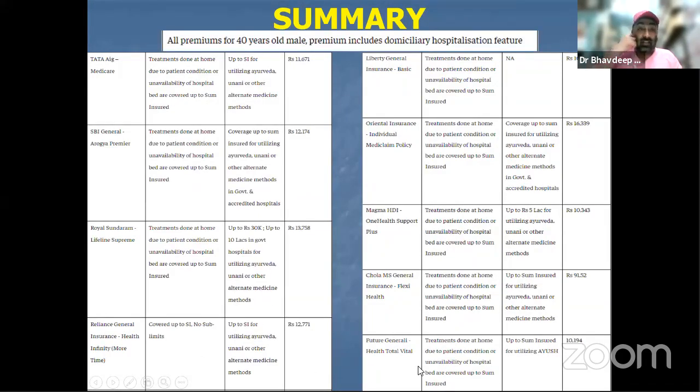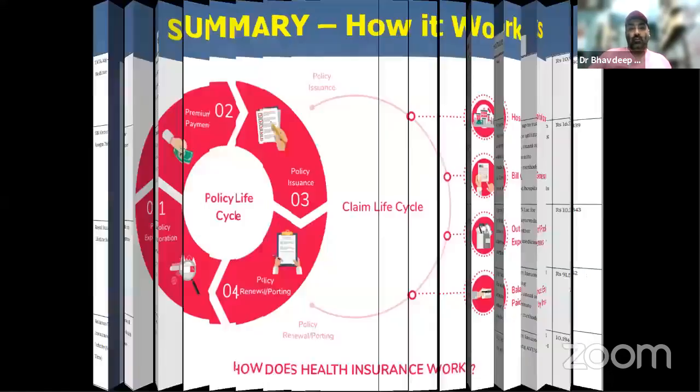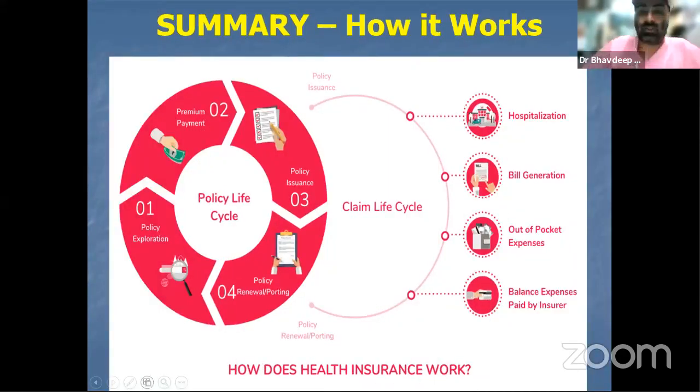Again, you can freeze this chart to get a knowledge of what exactly things are covered for you and what not. So Oriental Insurance, Magma, HDI, Cholamandalam, Future Generali, all those data I've given you. You can freeze these slides and actually get a hang of what you want to see in these policies for you. So how does a health insurance policy work?